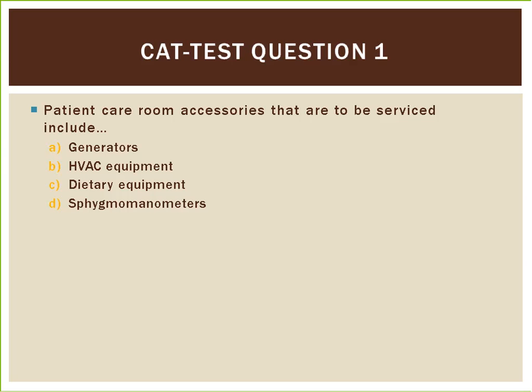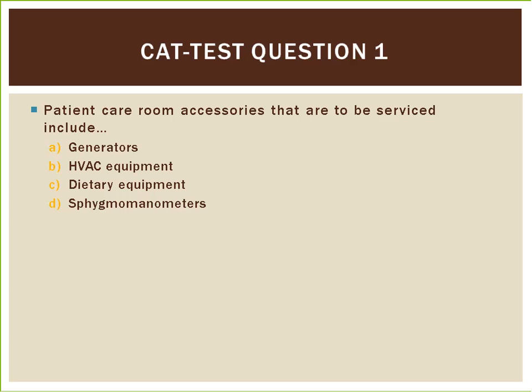CAT test question 1. Patient care room accessories that are to be serviced include A. generators, B. HVAC equipment, C. dietary equipment, or D. sphygmomanometers. D is the correct answer here, because a sphygmomanometer is a patient room accessory used for monitoring arterial blood pressure. Therefore, it needs to be calibrated typically on a 6-month basis.